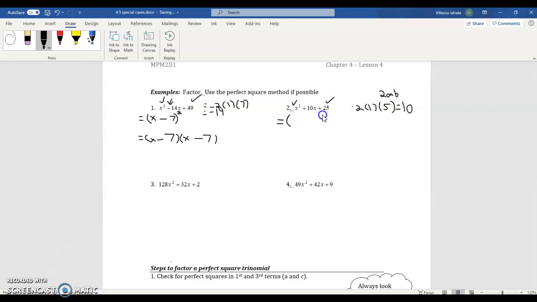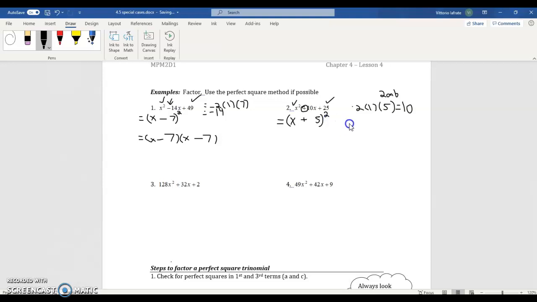So we can make our first set of brackets over here. In our first set of brackets, we're going to put an x, because the square root of x squared is x. This is going to be squared here. The square root of 25 is 5. Now this time, instead of putting a minus in the middle, we're going to put a plus, because our sign over here is also a plus. So again, this is the same idea.